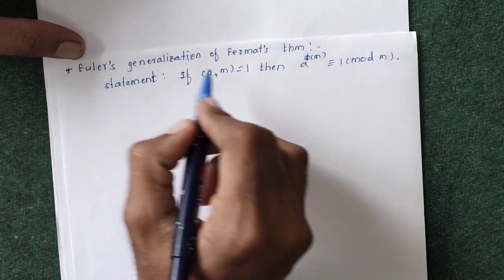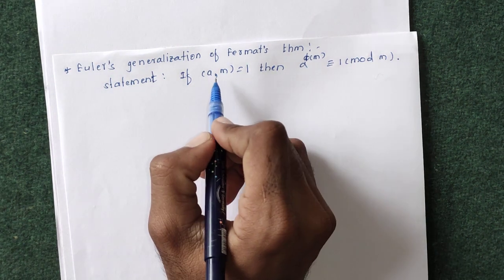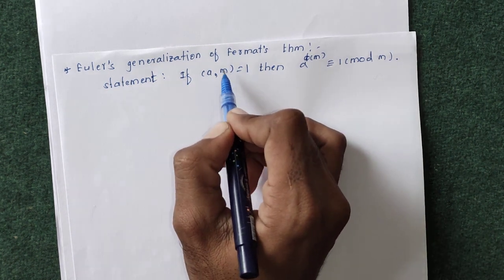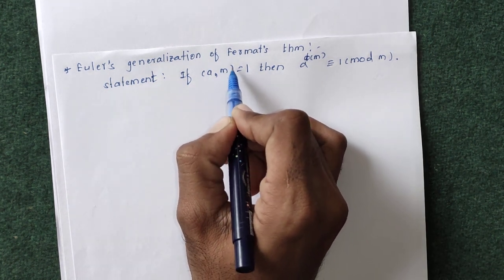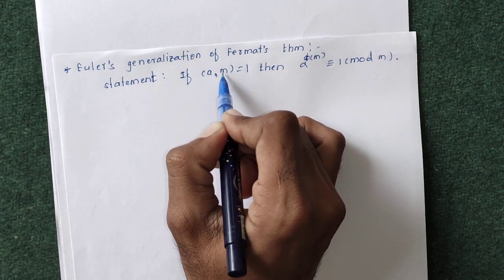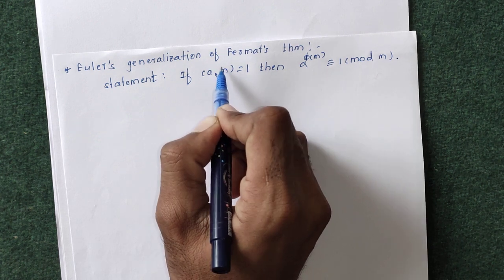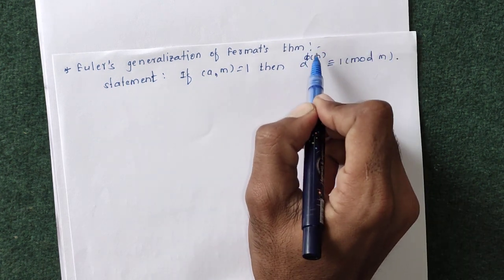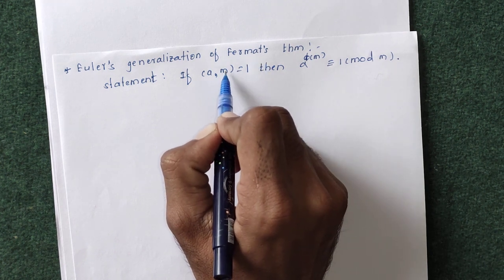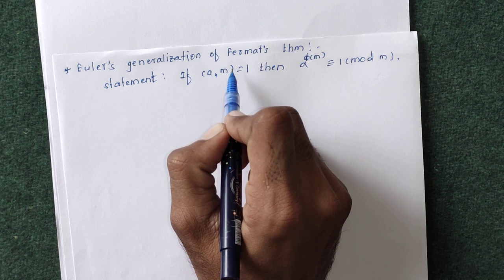So the statement of Euler's generalization of Fermat's theorem says, if the greatest common divisor of a and m is equal to 1, then a to the power phi of m is congruent to 1 mod m. Phi of m is the number of integers which are less than m and relatively prime to m. Relatively prime to m means whose GCD with m is 1.